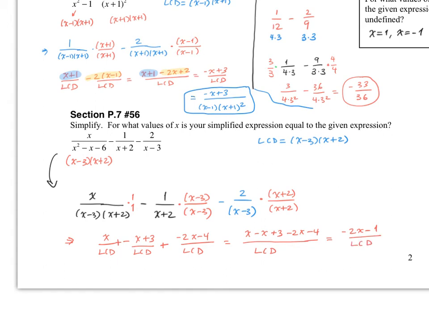But remember, the LCD was equal to this, so you can just rewrite it at the end and you're done. Even though this is technically okay up to this point, then the answer you can say is minus 2x minus 1 over x minus 3 times x plus 2. And that's it.